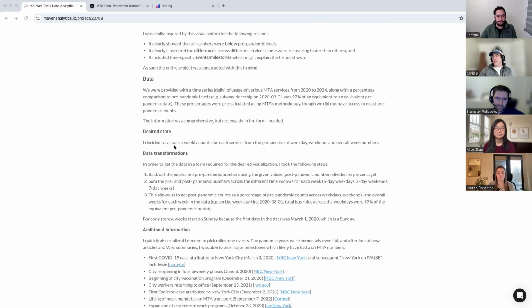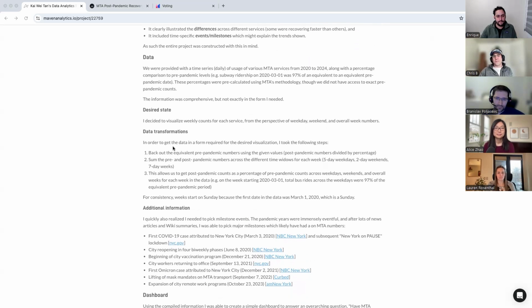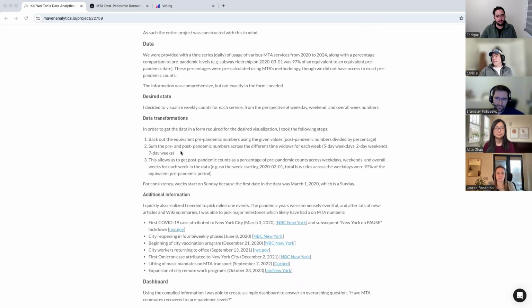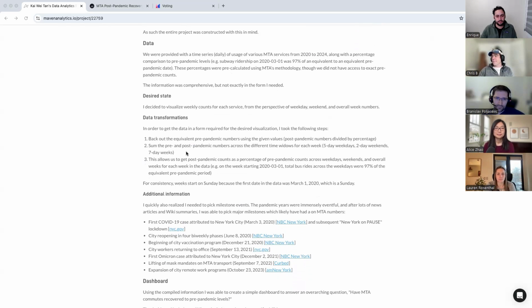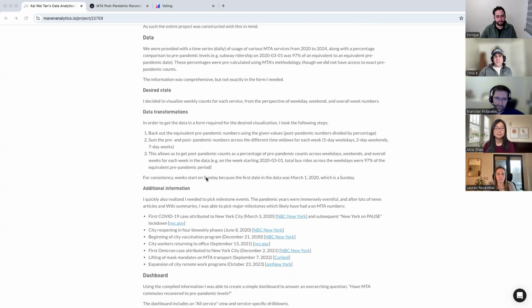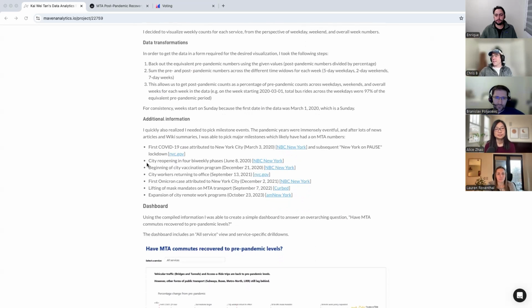Then there's really nice information on the logic behind his transformations, including details like consistency, week start on Sunday, all of this stuff, because he's performing these weekly averages, these rolling metrics. So understanding where weeks begin is important if you really want to dive into the metrics.